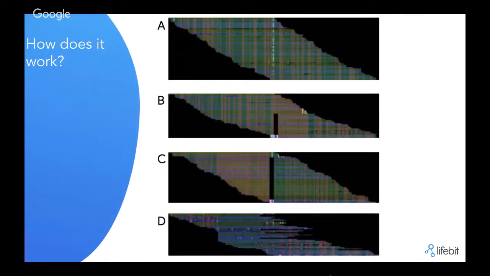This is actually how these pileup images look when you map all these reads across the genome. On the x-axis is a certain region across one chromosome. On the y-axis, you can see all those reads stacked in here.